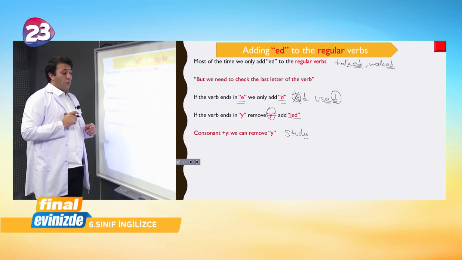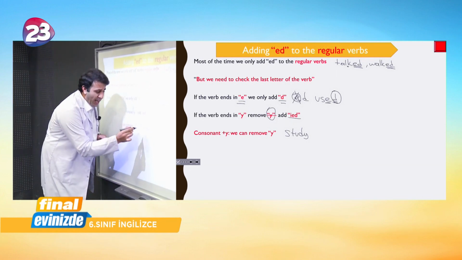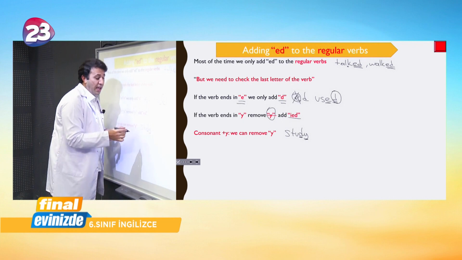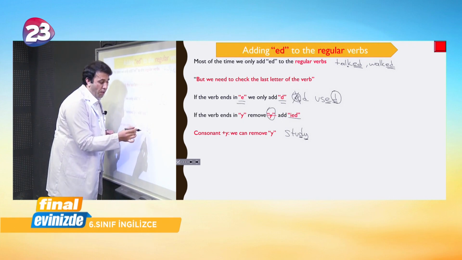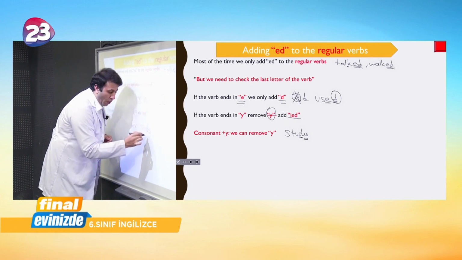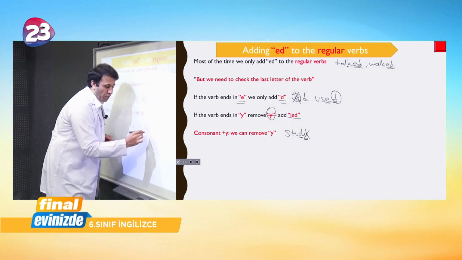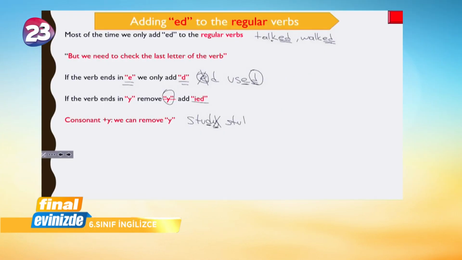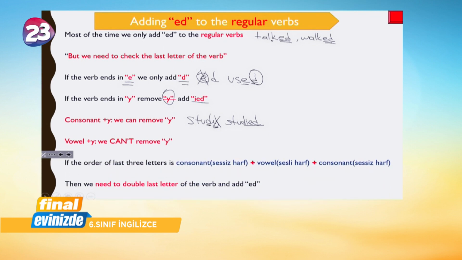Okay? We are going to check the letter before Y. If the letter before Y is a consonant, we are going to remove it and add IED, like study, studied. What if the letter before Y is a vowel? What will happen? Let's say stay. Okay, stay.